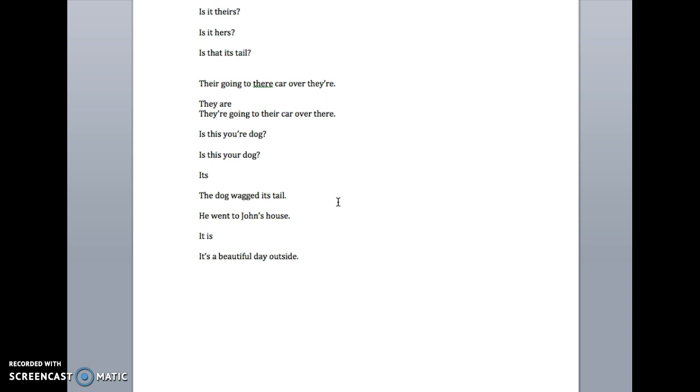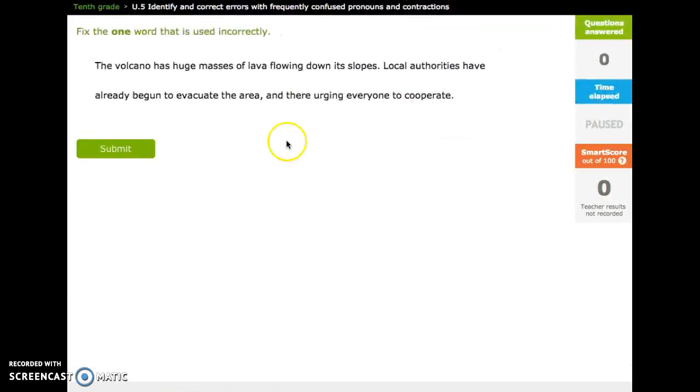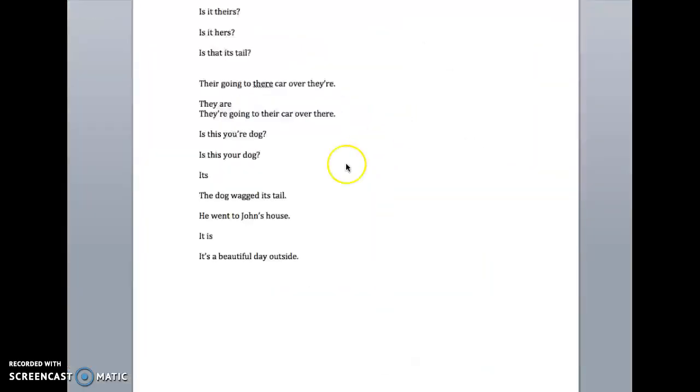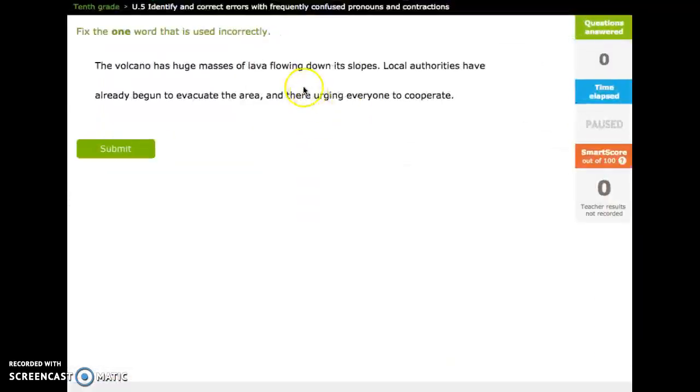Okay? Those are basically the rules, so let's do some examples and see if we can identify them. The volcano has huge masses of lava flowing down its slope. Is it his slope? Is it their slope? No, it's its slope. This is a possessive. And for the same reason, we don't need to change it here. For its tail, or her tail, or his tail, or their tail. We don't need to change it here.